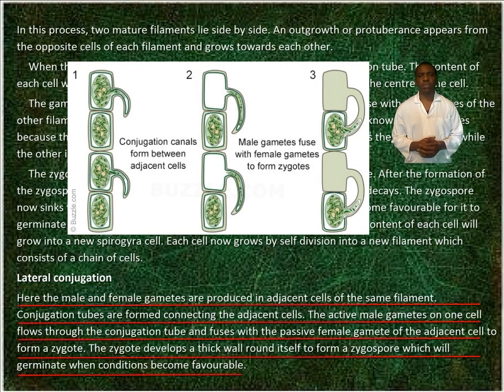Lateral conjugation. Here the male and female gametes are produced in adjacent cells of the same filament. Conjugation tubes are formed connecting the adjacent cells. The active male gamete of one cell flows through the conjugation tube and fuses with the passive female gamete of the adjacent cell to form a zygote. The zygote develops a thick wall around itself to form a zygospore, which will germinate when conditions become favorable.